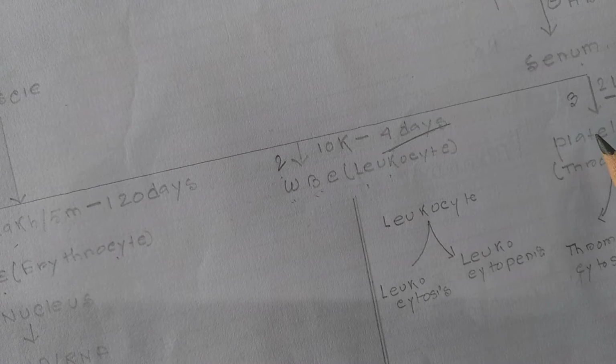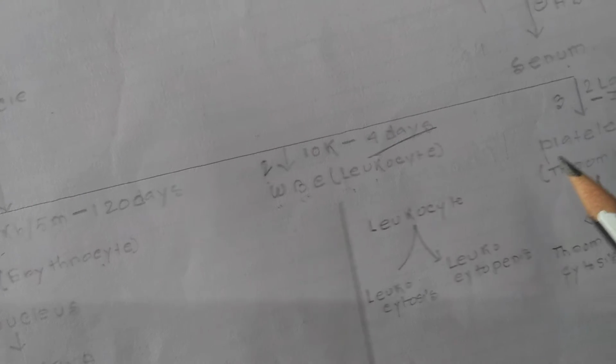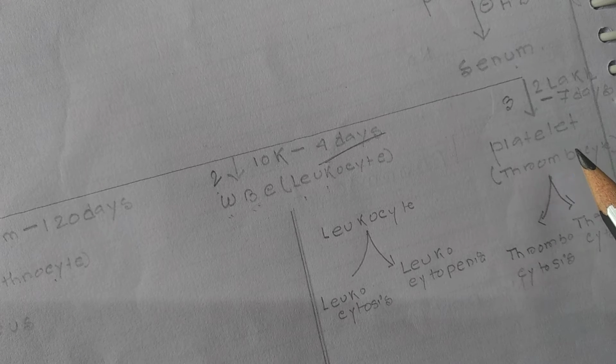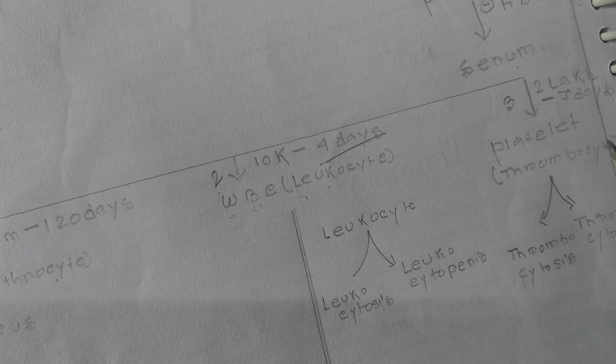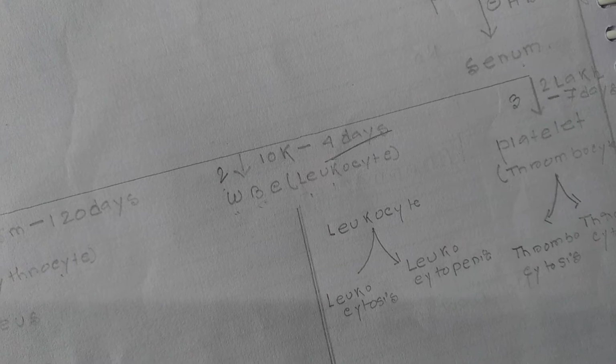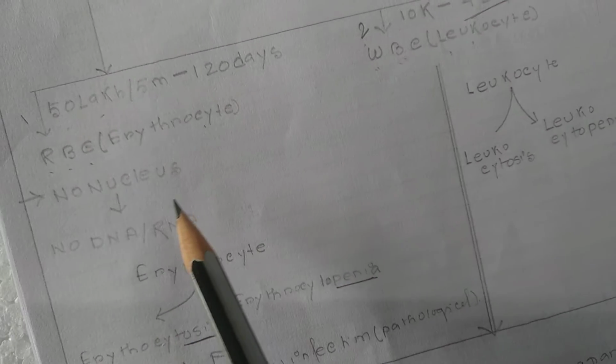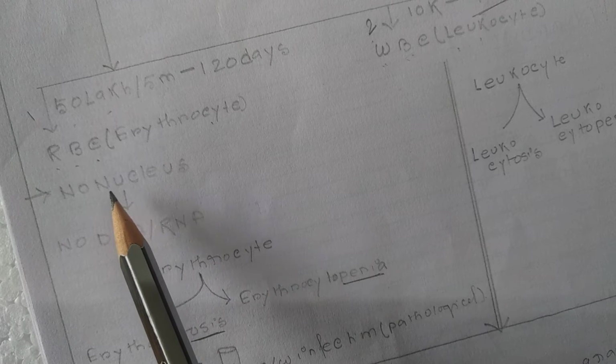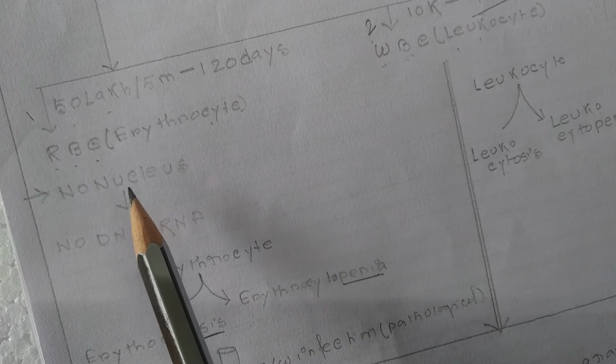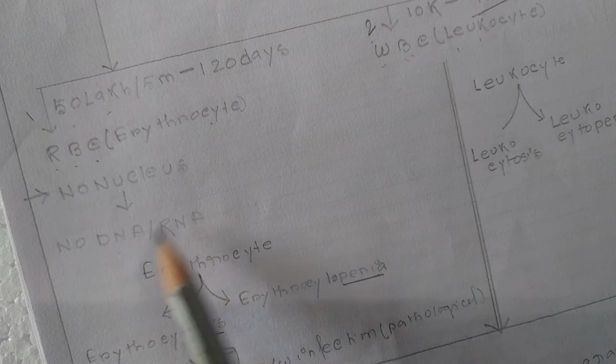The third one is the platelet, otherwise called thrombocyte. It is present at about 2 lakh in our body, and its lifespan is 7 days. This is very important for medical students, paramedical students and laboratory technicians. One more important thing about RBC: there is no nucleus in RBC. If there is no nucleus, there is no DNA and RNA.